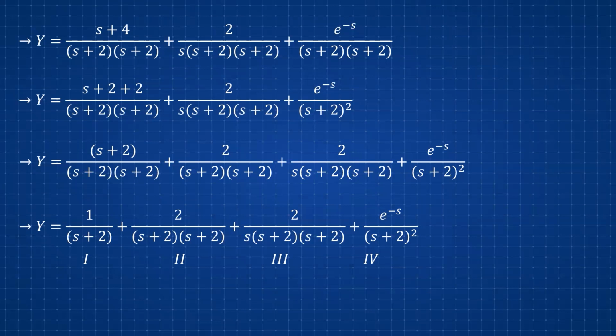This is not my final answer, so I need to go back, do a Laplace inverse, and find y of t. So for the first term, you can see we take the Laplace inverse of 1 over s plus 2. That is just e to the negative 2t. Plain and simple, nothing difficult. You can use the formulas in the book, and we get that.